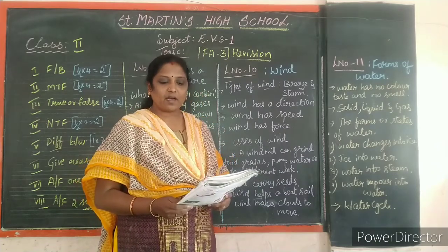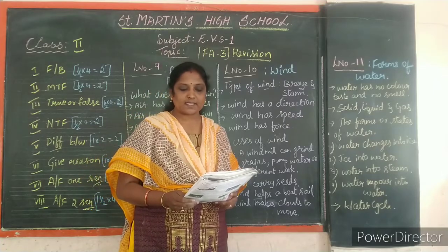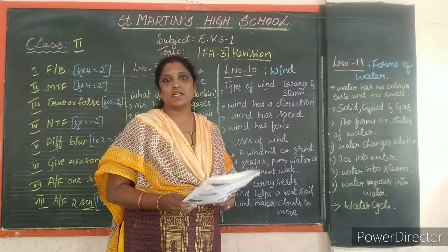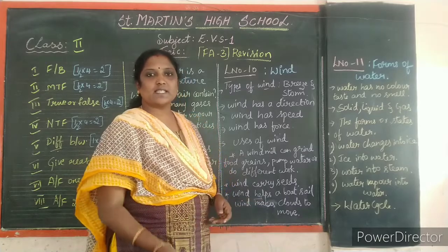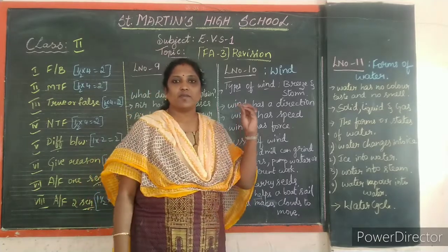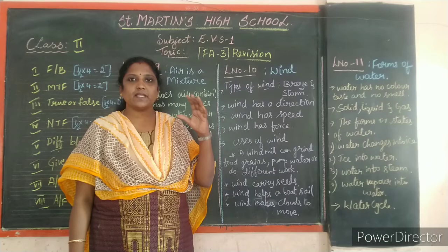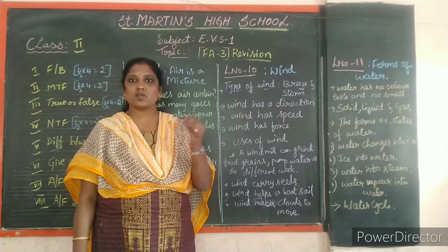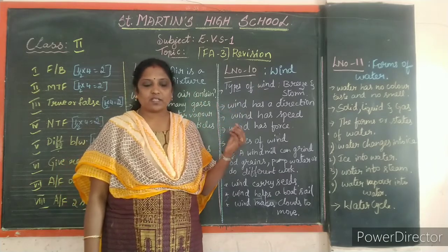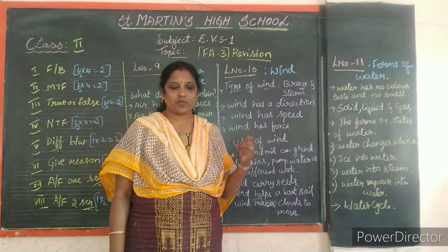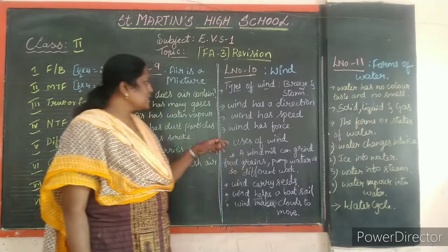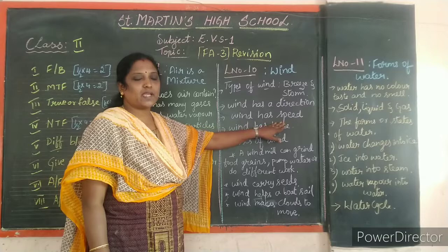A wind vane or a weather cock tells us the direction in which the wind blows. You can see the weather cock. The cock will be showing east, west, north, south and all. It is also known as a wind vane. Okay. Next is wind as speed.